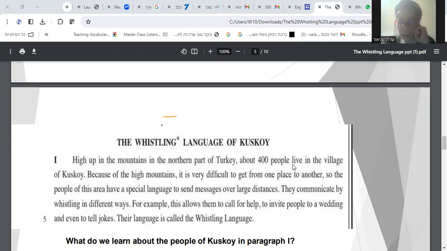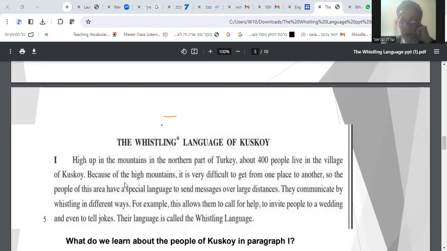About 400 people live in the village of Cuscoy. What a funny name. A capital letter at the beginning of the sentence, right? Capital letter in the beginning of the sentence. In English, every sentence gets a capital letter. Because of the high mountains, it is very difficult to get from one place to another. If you remember, to get from one place to another means to get from one place to another.